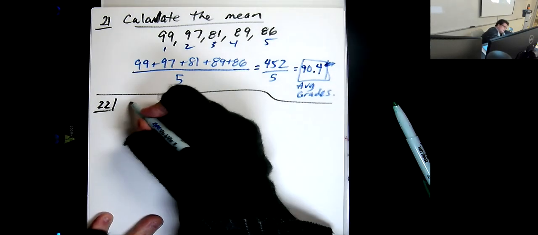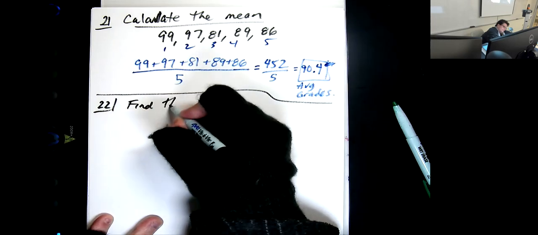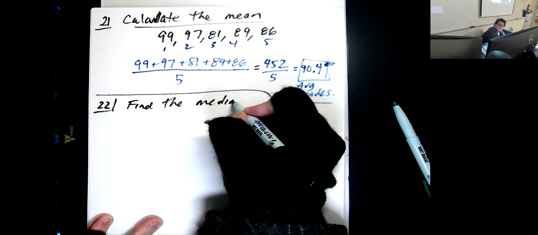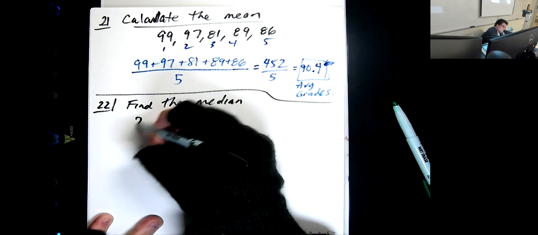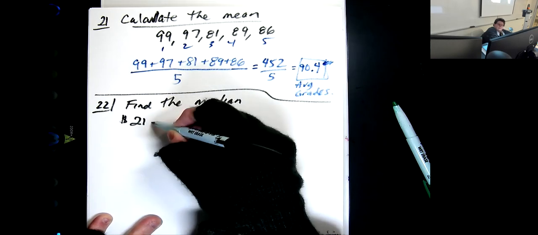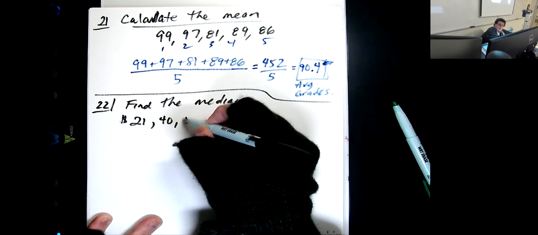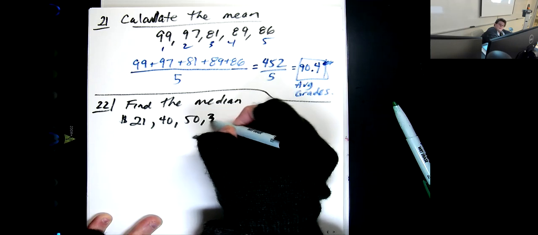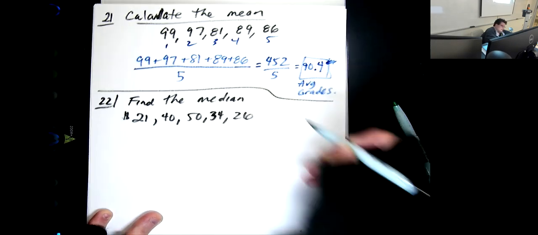This one was find a median. And we had 21, these were all in dollars. They're all dollars.